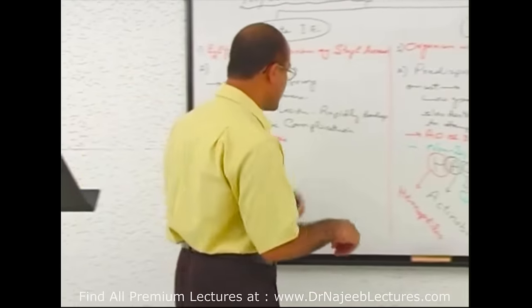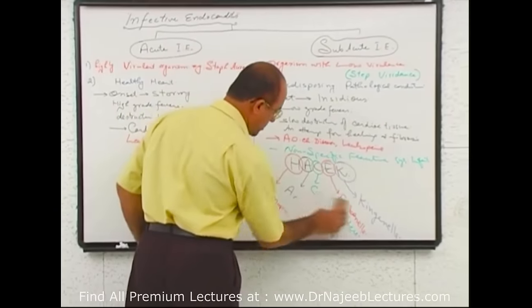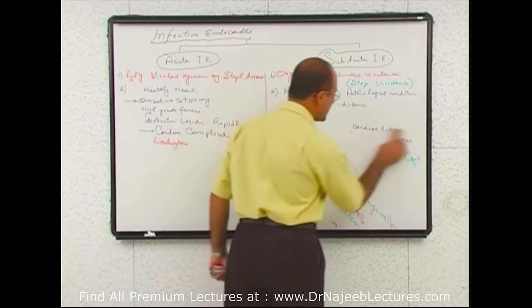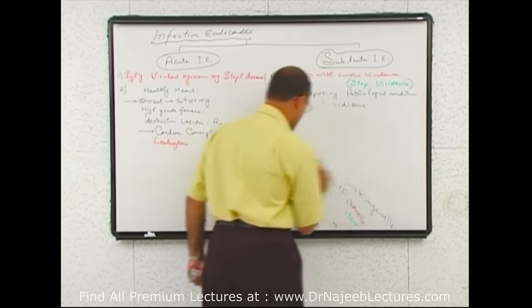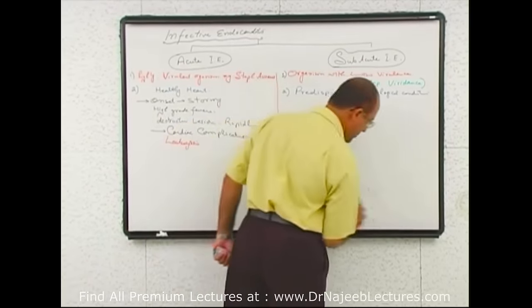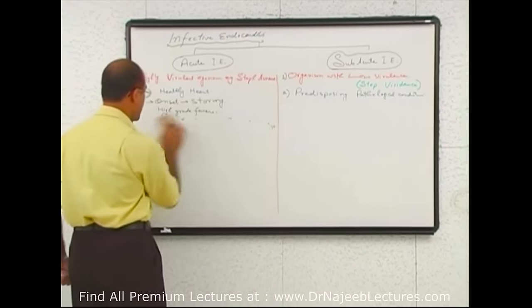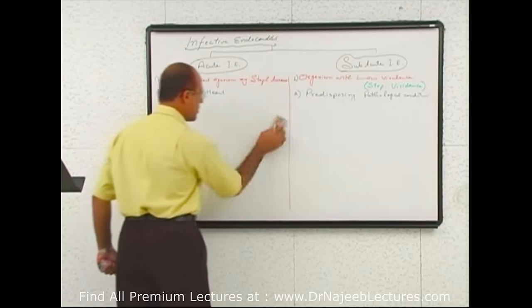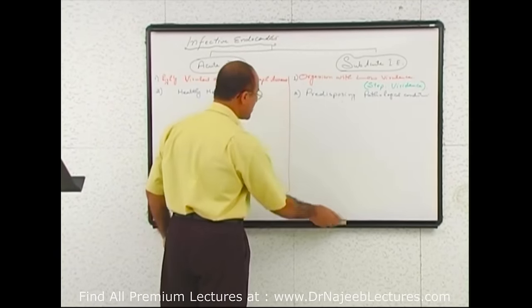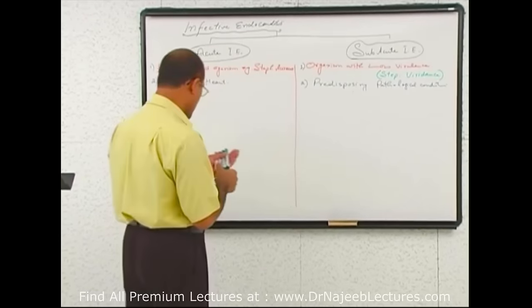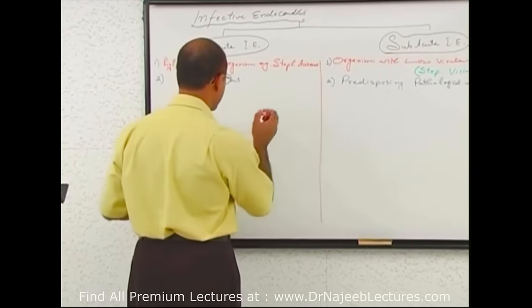Now, after discussing this, let's come to one more thing. That is the difference of vegetations between acute infective endocarditis and subacute infective endocarditis, right? What is the difference of vegetation? Now, vegetations are the morphological lesions of infective endocarditis. How do the vegetations form? Let's discuss here.